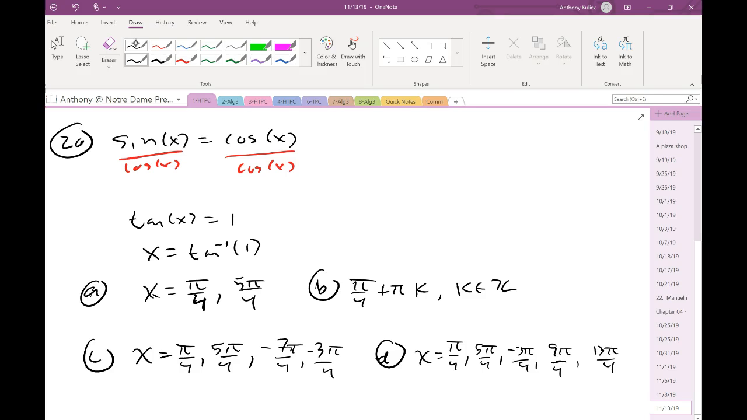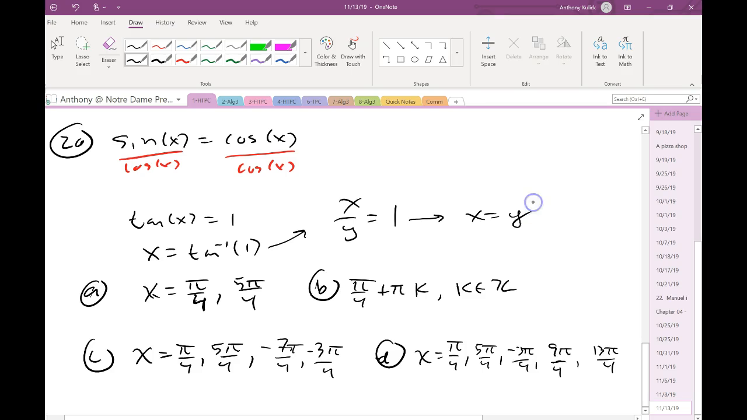What's up? Where do you get those numbers from? The unit circle? So tangent is like x over y on the unit circle. So I'm just looking for a place where the x and y coordinates on the unit circle are equal.